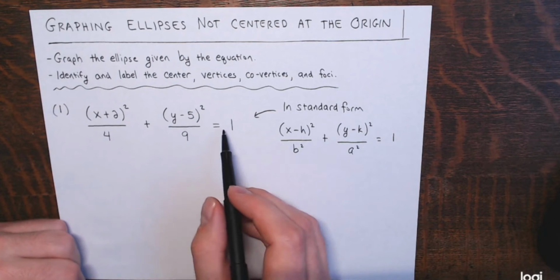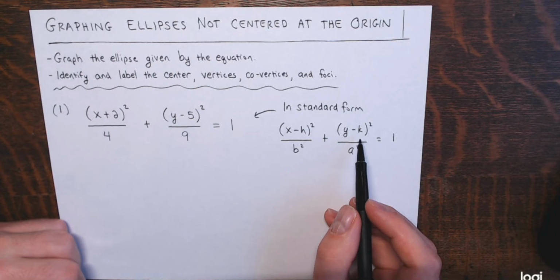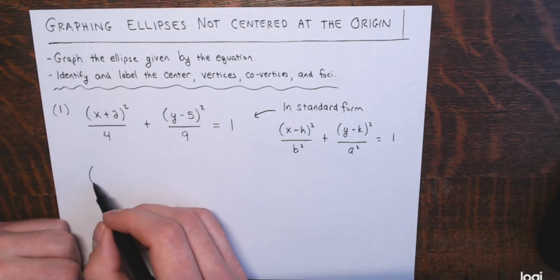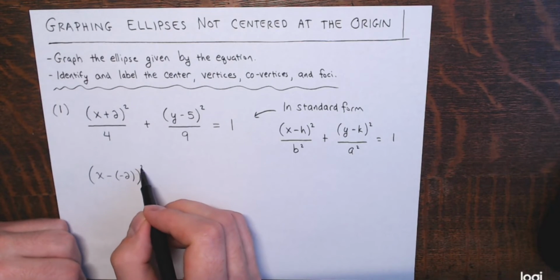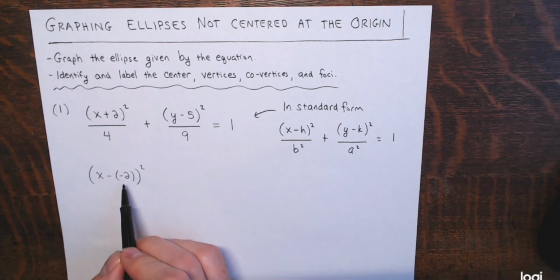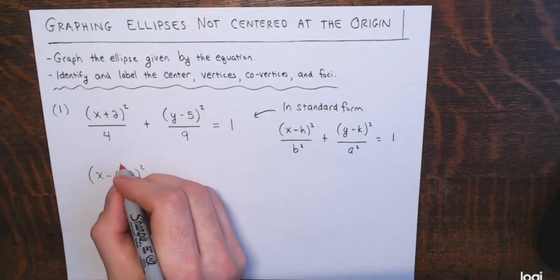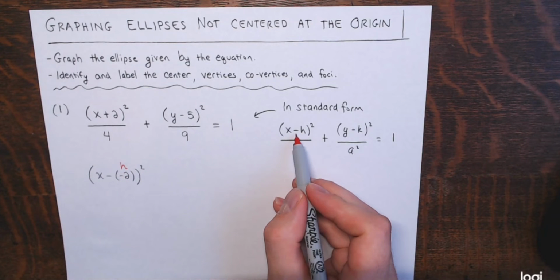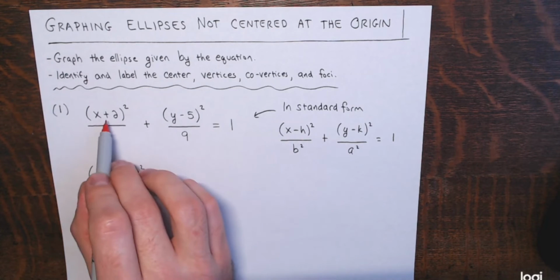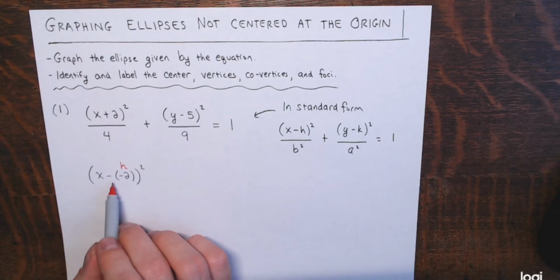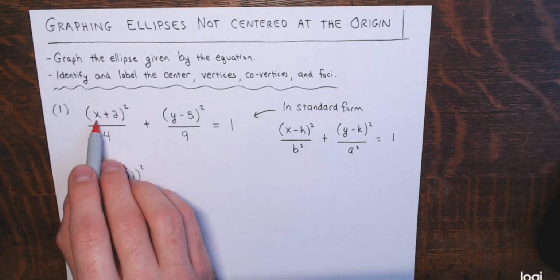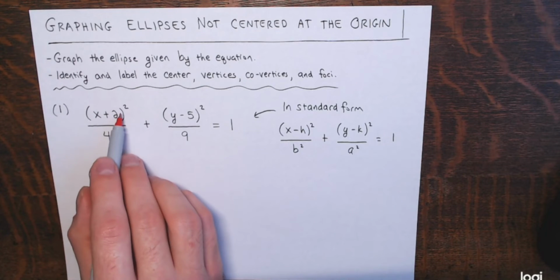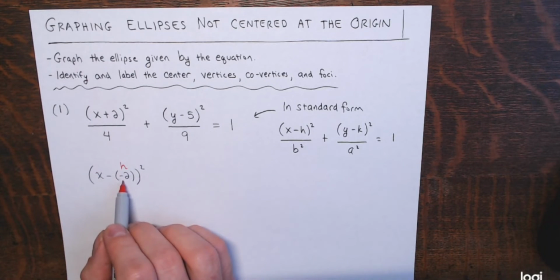If you'd like to, you can write this in exactly the same look as the standard form, where x plus 2 is the same thing as x minus negative 2, squared. So negative 2 is the value of h. The value of h is what's being subtracted from x, not added. Another way to think of this is to consider the value you could replace x with to give you 0 up here. If x were negative 2, you'd have 0 squared. So the x coordinate of the center is negative 2.